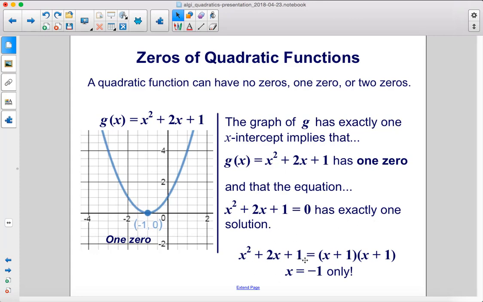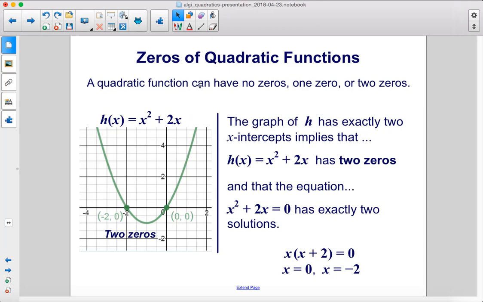So we factor this to x plus 1 times x plus 1, and so x equals -1, if you plug that in here, would make both of these terms 0. So that is the only solution, x equals -1. And this has 1 zero.